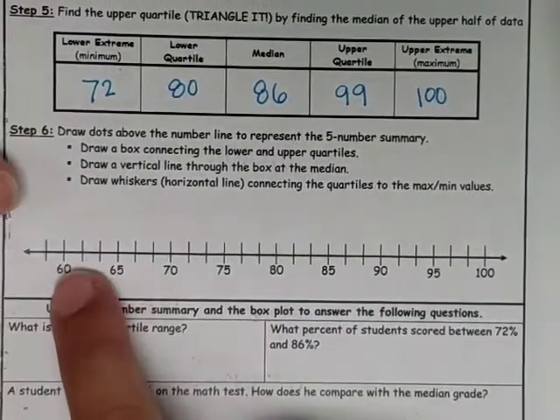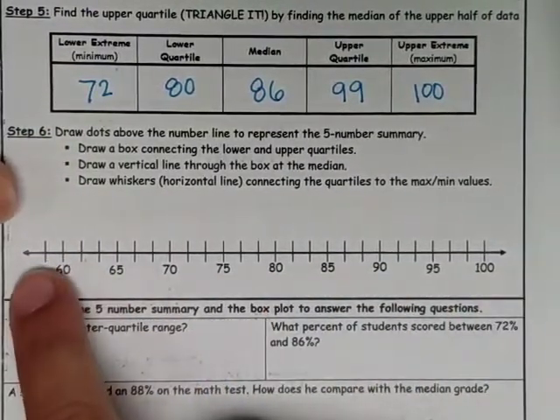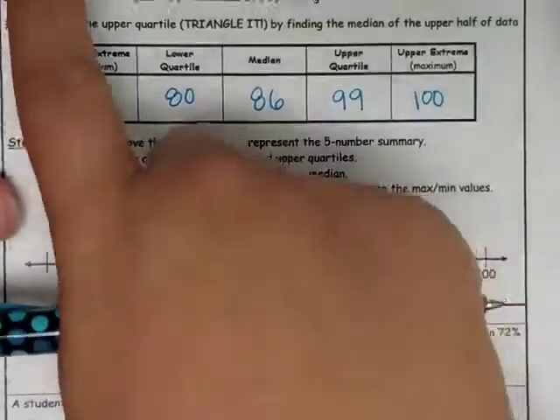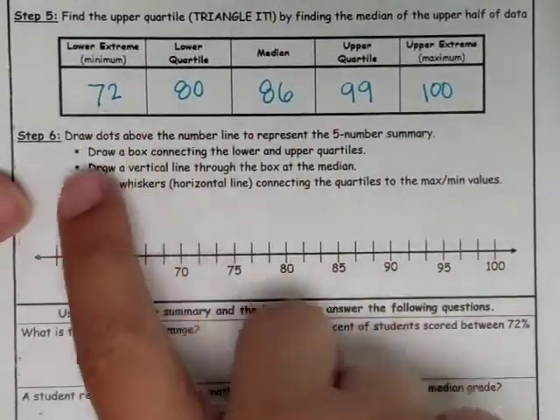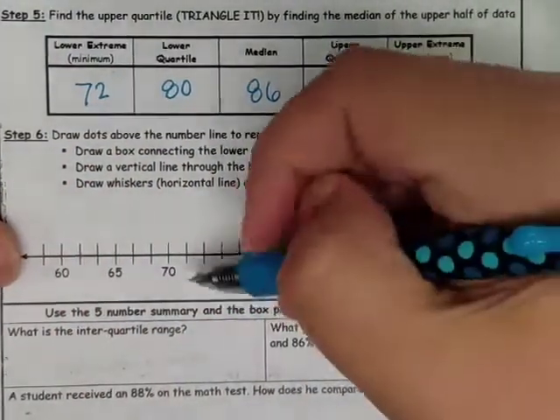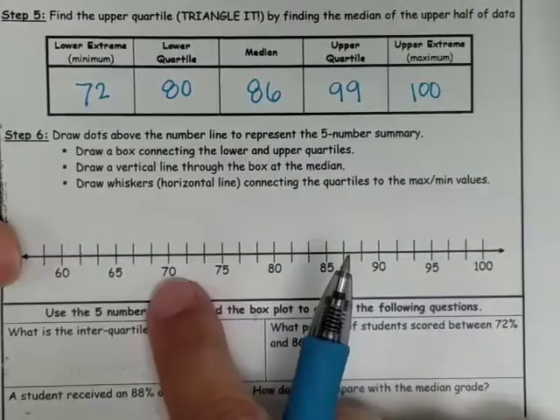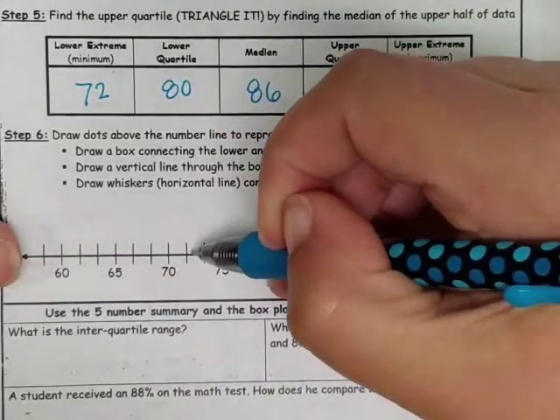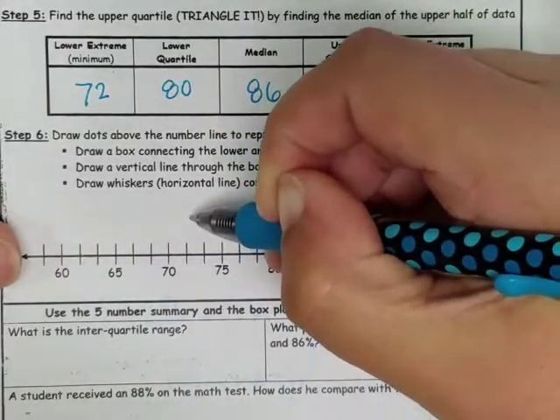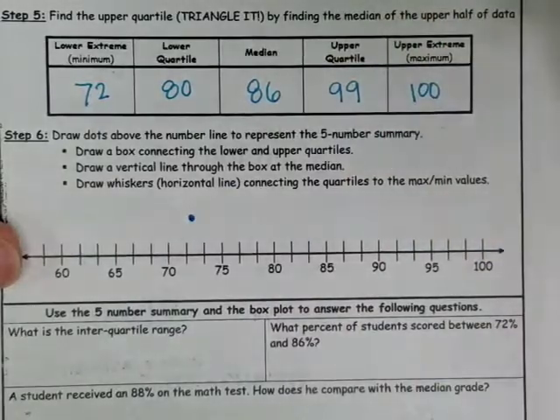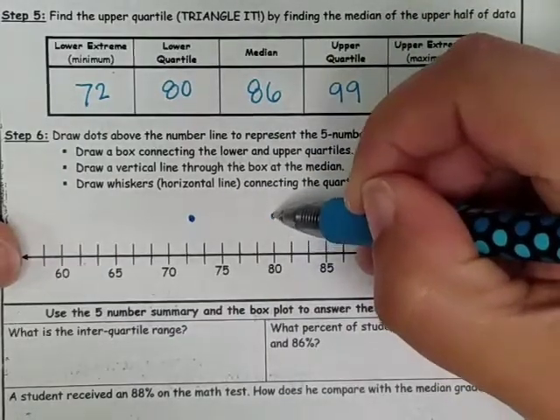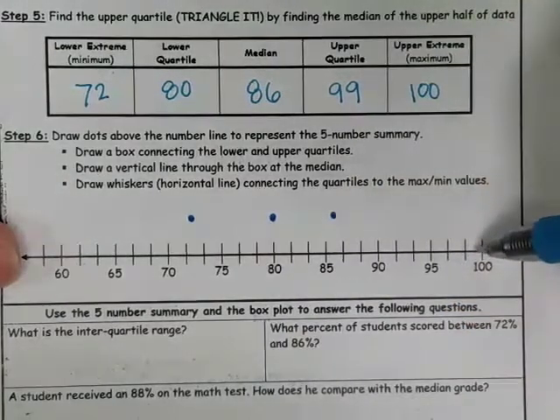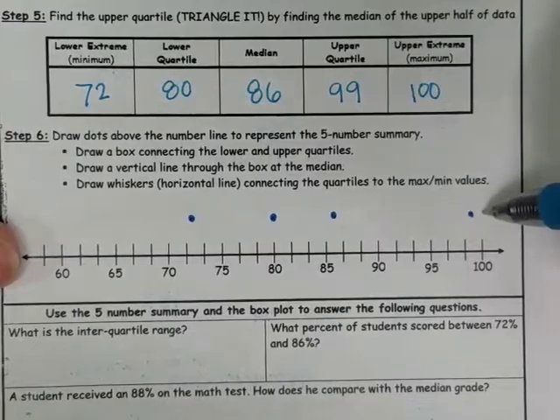So what you're going to want to do when you have to do it by hand is draw a number line where you have the nice increments and they are evenly spaced. So what we have to do is take these 5 numbers and put dots on the graph where they are. So 72, it looks like it goes from 70 to 75, so 72 might be right about here. And then 80, and then 86 is right about here, and then 99, and then 100.